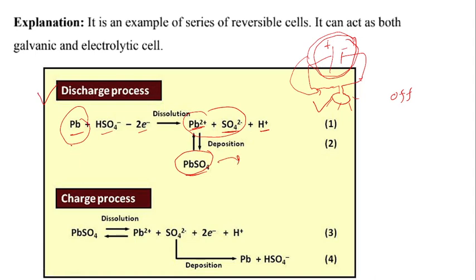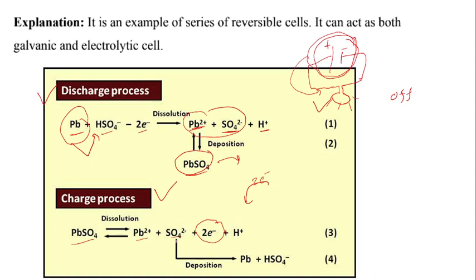At that time it will work as a galvanic cell. But in the charge process, this lead sulfate, which converts into lead plus 2 and sulfate ion, will gain 2 electrons. Where are these 2 electrons coming from? They are coming from an external battery, the external energy source which you are applying to charge this battery.